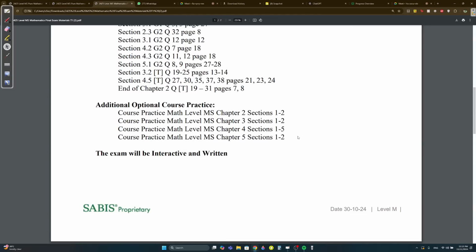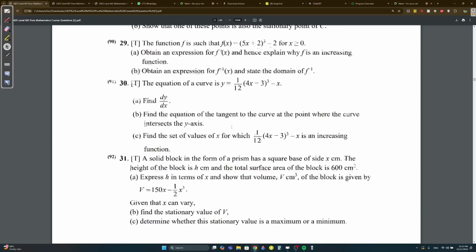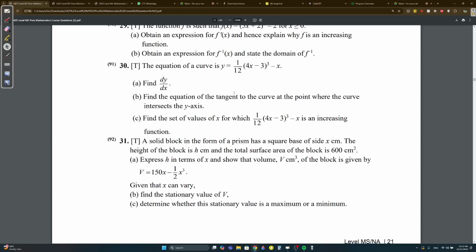Now we want question 30. The equation of a curve is y equals 1/12 (4x − 3)³ minus x. They want us to find the derivative. Let's derive it step by step. To derive the first one, take the constant on the side. For (4x − 3)³, remember, when you have more than one term under the power, you have to use the chain rule: derivative of the outside times the derivative of the inside.